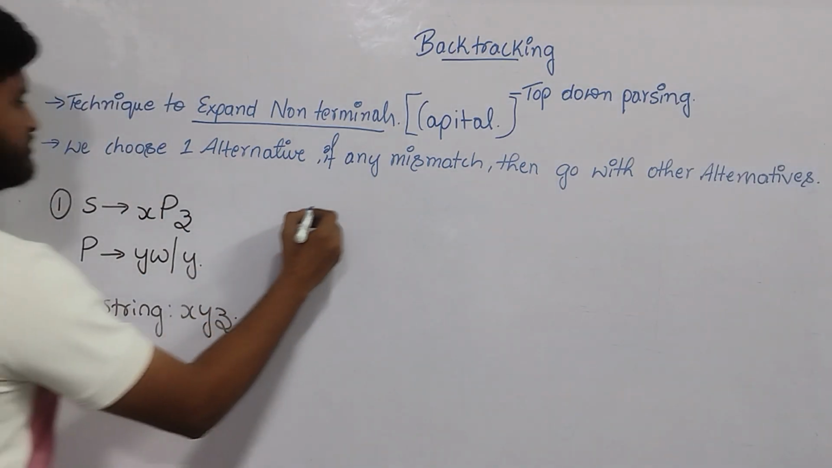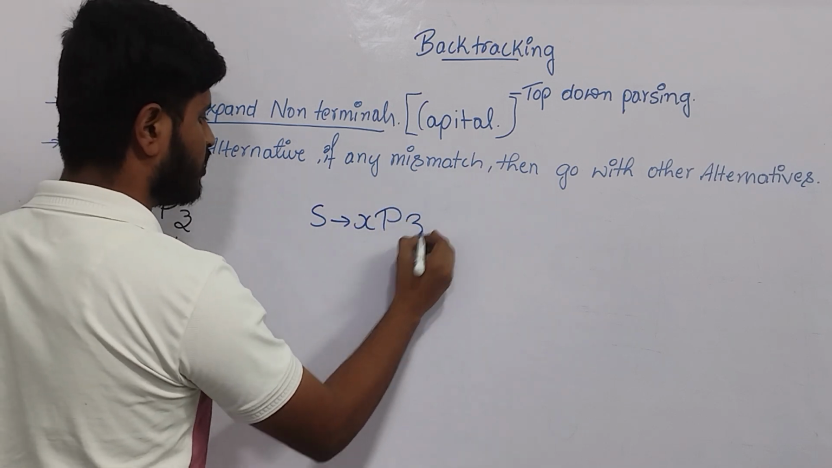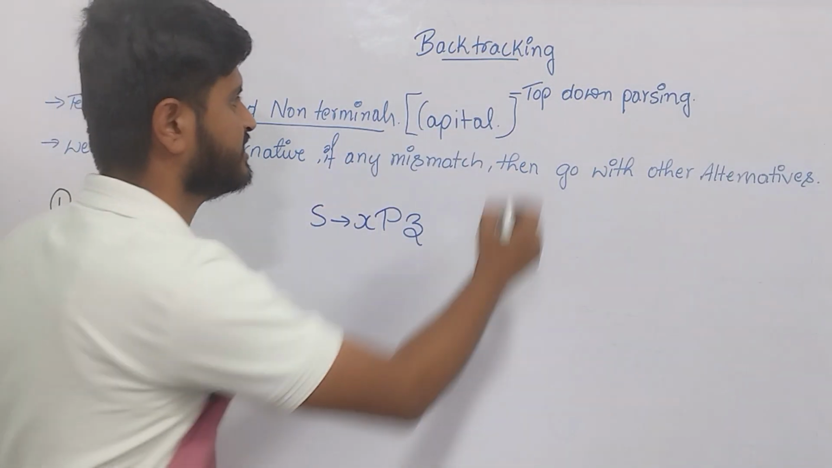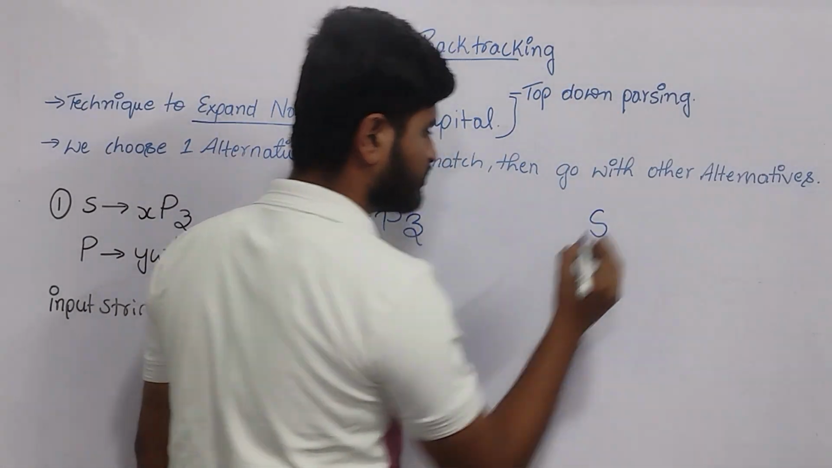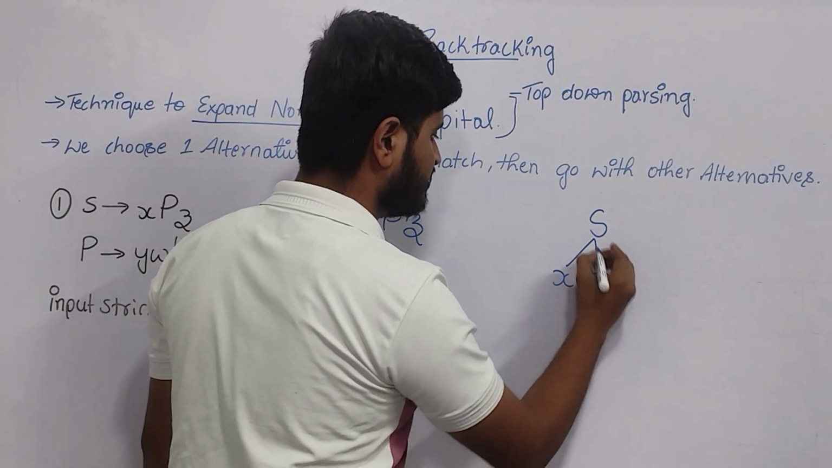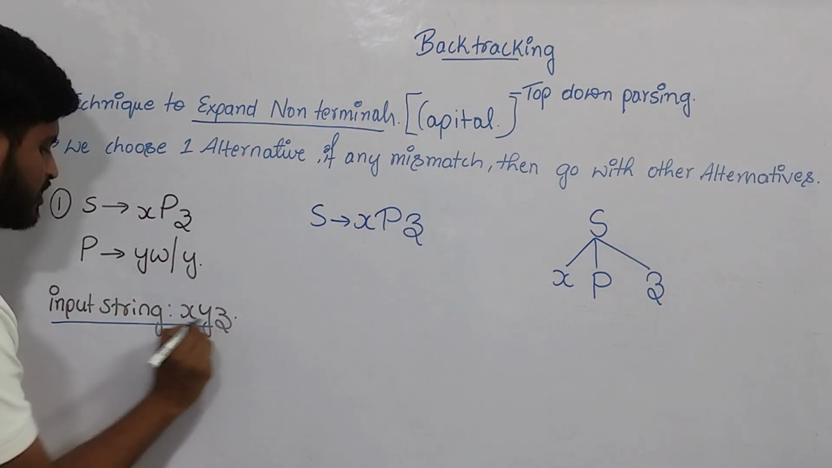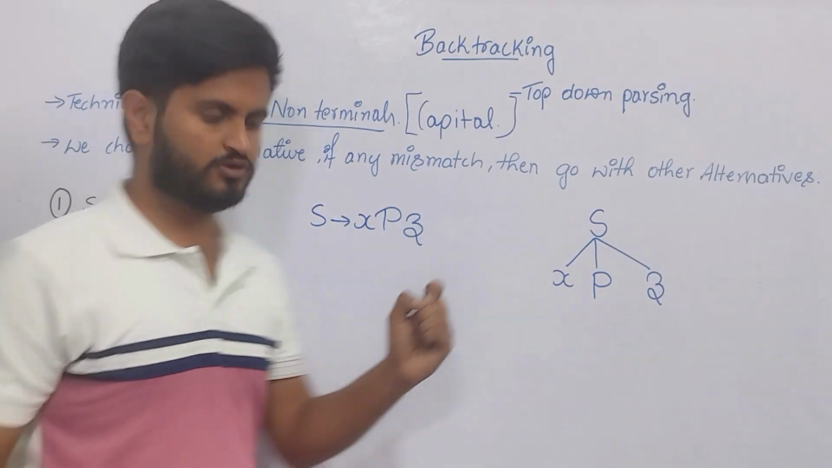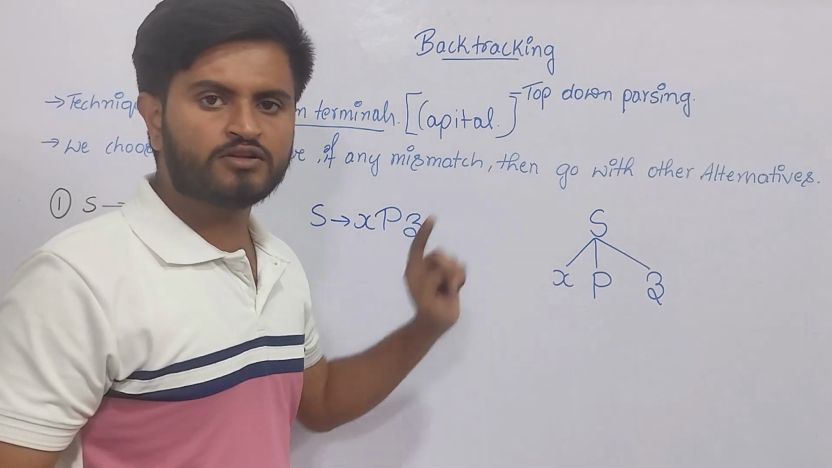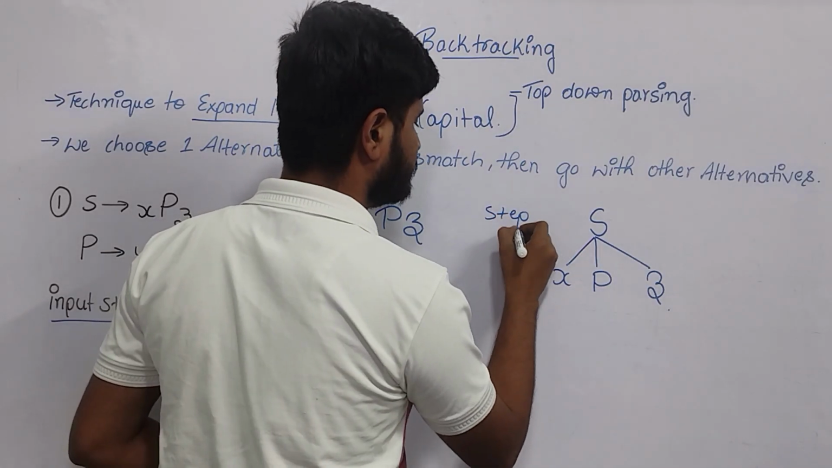So what is my first production? Yes, S producing small letter x, capital letter P, small letter z. Using this, I will construct the parsing tree upside to downside, that is from top to down. So S is the producer which is producing small letter x, capital letter P and small letter z. Now I want to take my input string x, y, z as an output, that is small letter x, small letter y and small letter z, when I travel with the leaf nodes or the last nodes which I have added. So this is step number 1.